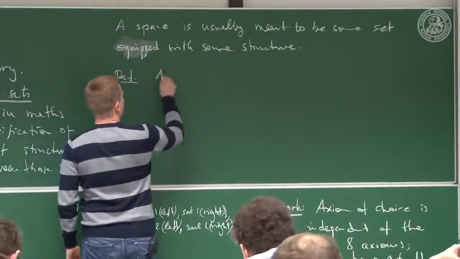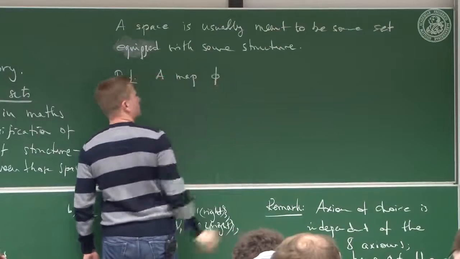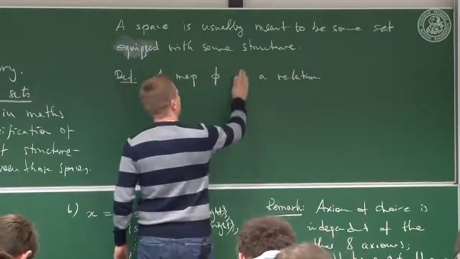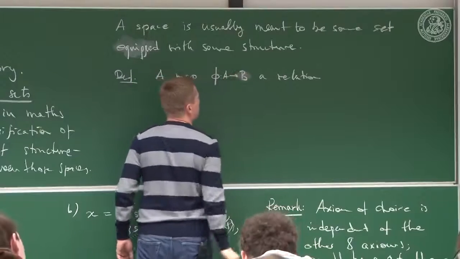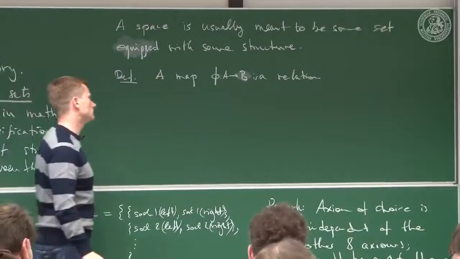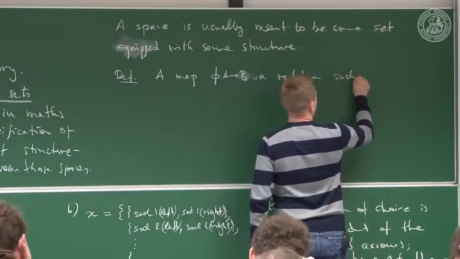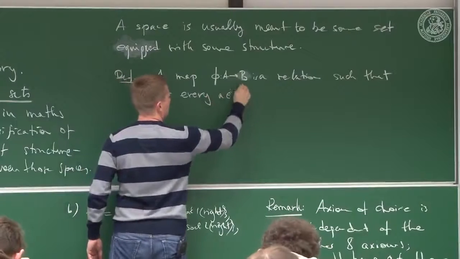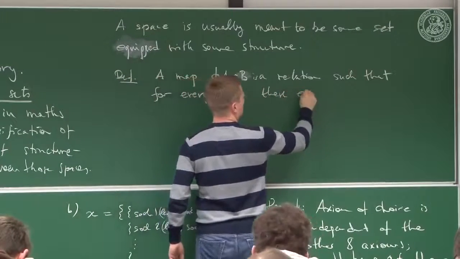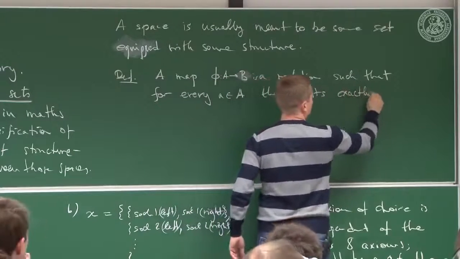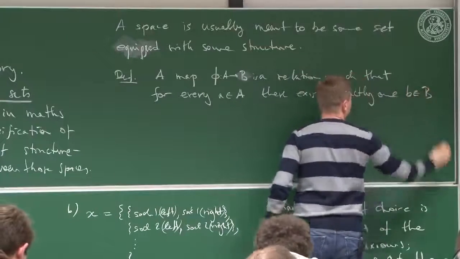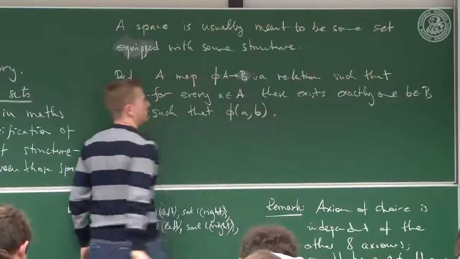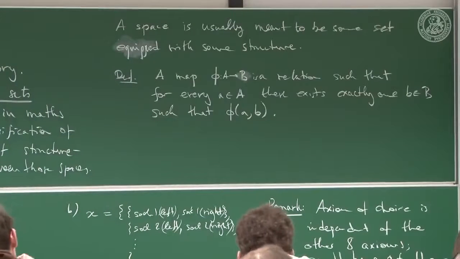Definition. A map phi from a set A to B is a relation such that for every a in A, there exists exactly one b in B such that phi(a, b). What does it mean, phi of a, b? Well, it means phi of a, b is true.